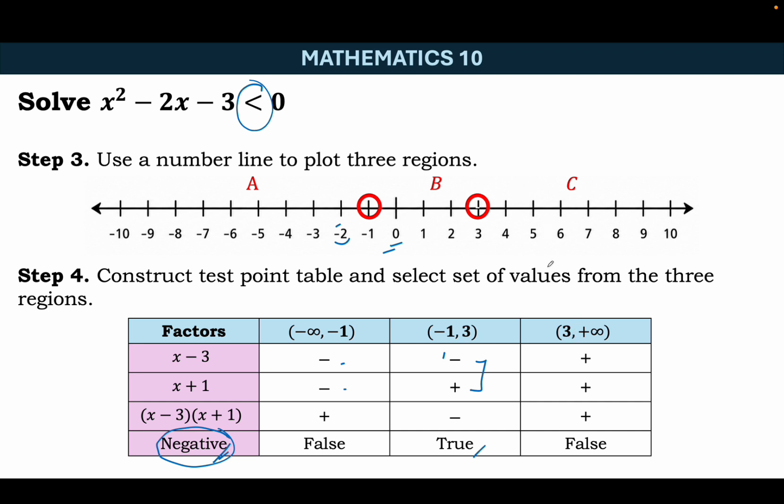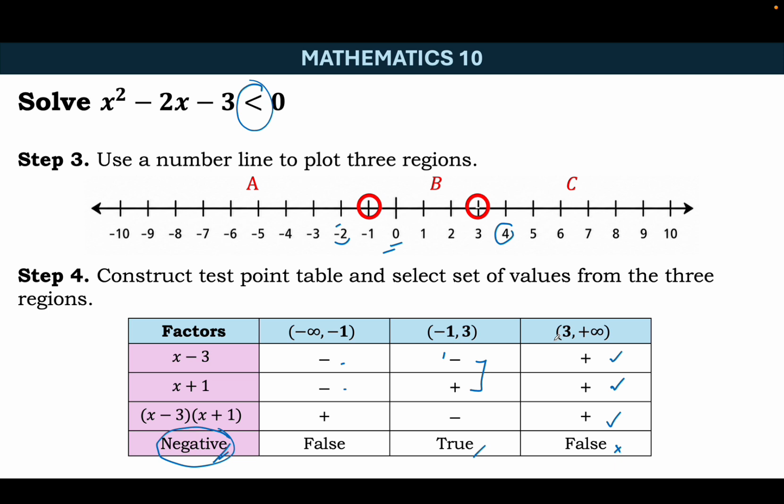Then, from 3 to positive infinity, x minus 3. So, let's choose 4. So, 4 minus 3 is 1, kaya siya positive. Then, 4 plus 1 is 5, kaya siya positive. Positive. Then, same sign. This is positive. So, hinahanap natin negative. So, this is false.